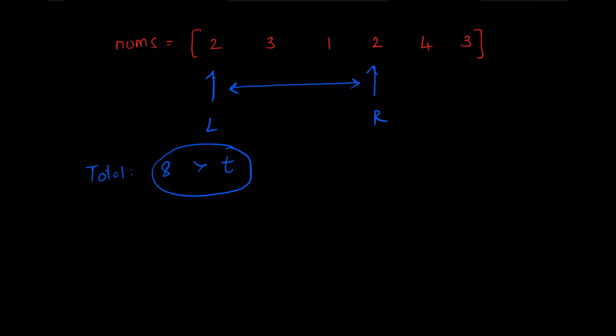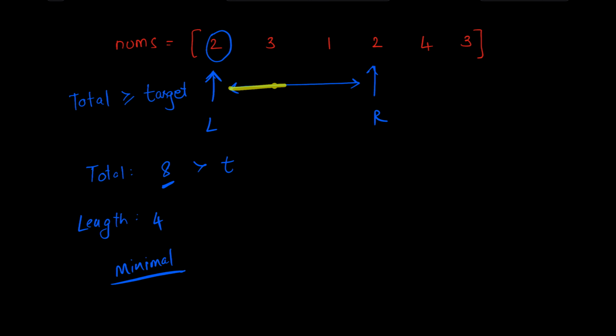As this is the first valid subarray, we'll save its length in a variable. Now we need to figure out if we can trim this subarray and still meet the criteria. We can do this by incrementing the left pointer and removing the first element from the subarray. My left pointer is pointing at index 1.